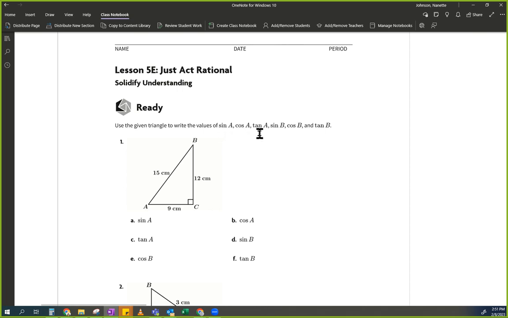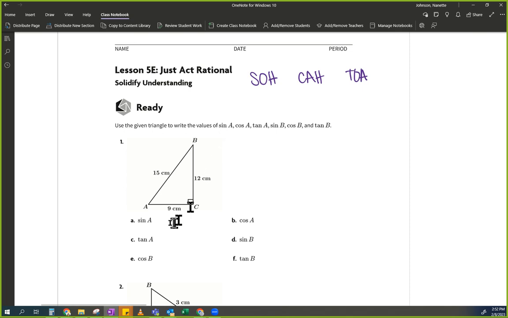tangent. So a mnemonic that has been going on for literally ever, probably not true forever, is SOH CAH TOA. And what SOH CAH TOA means is sine is opposite over hypotenuse. So before I get into all of this stuff, I need to define what opposite, hypotenuse, and adjacent are.